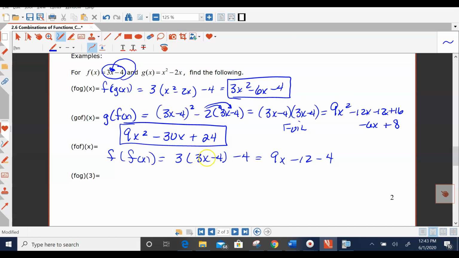So 3 times 3x is a 9x. 3 times -4 is a -12. And then the -4 behind that. So when I combine my last two terms, I get 9x minus 16.